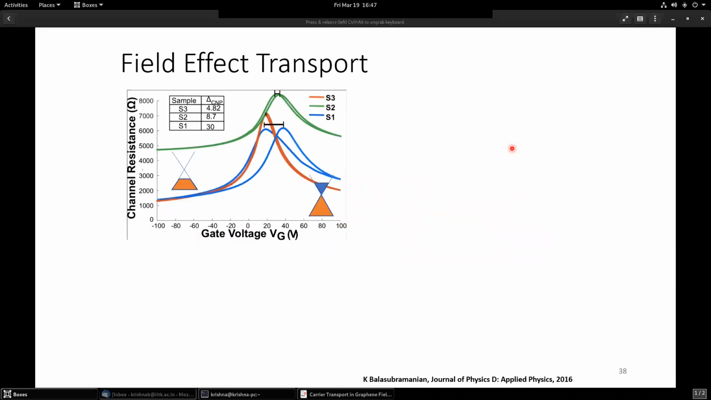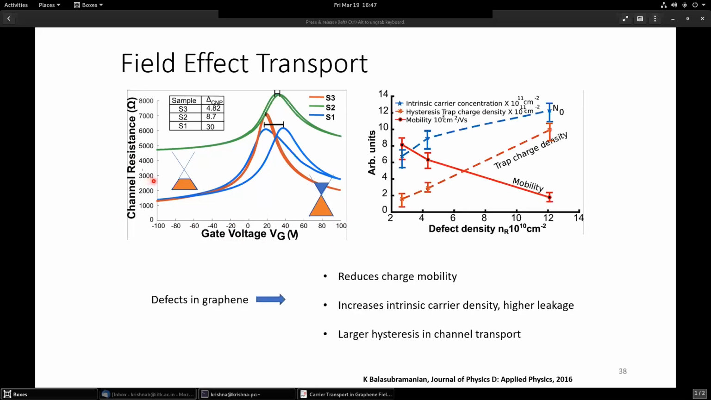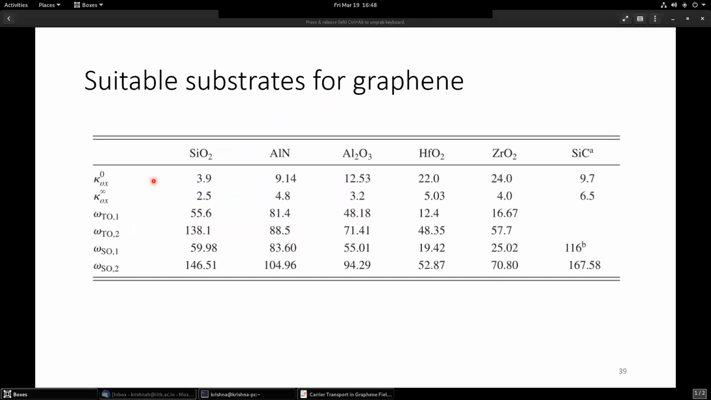So the most important aspect when we study graphene is to see how the channel resistance varies when you change the gate voltage. This is something that people typically do: they fabricate a MOSFET, change the gate voltage, and see how the channel resistance changes. This is one of the simplest ways to extract mobility. However, there is a question of what would be the most suitable substrate for graphene. There are different substrates which have been explored, which are silicon dioxide, aluminum nitride, aluminum oxide, hafnium oxide, zirconia, silicon carbide, and such.